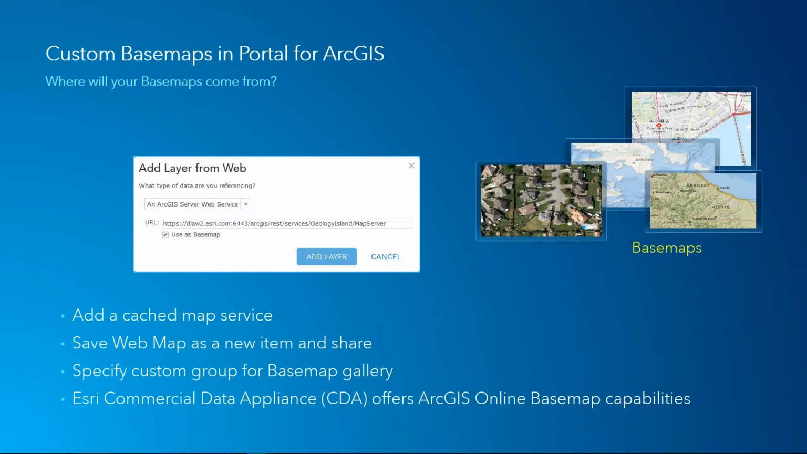So one thing of note, Esri does offer its commercial data appliance, which offers all the ArcGIS Online base map capabilities. So all the base maps that you're used to using and seeing with ArcGIS Online, you can get those through the commercial data appliance. Use that, and then you'll be able to take the ArcGIS Online base maps with you pretty much wherever you go.